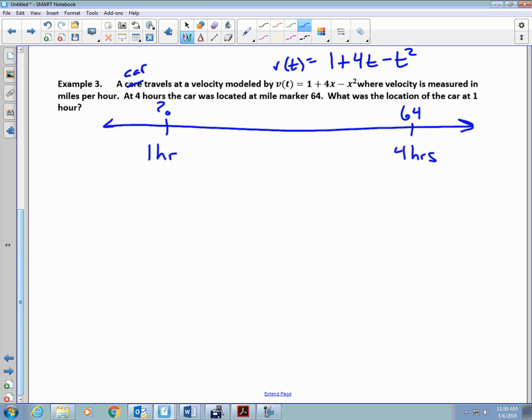Well, if I knew the displacement of the car, then I could figure out where it started, right? Suppose that the car was displaced 50 miles. Then where would it be at time 1? 14. Suppose the car was displaced 24 miles. Where would it be at time 1? 40. So I need to figure out the displacement of the car over the period from 1 to 4.